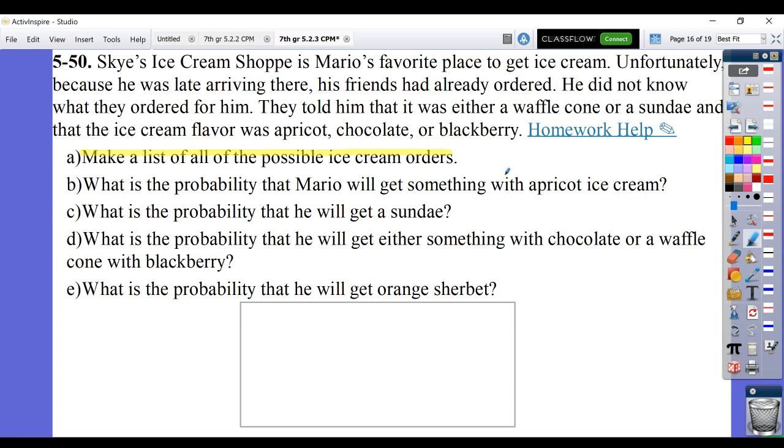And then what's the probability that he will get something with apricot ice cream? So looking at your list of possibilities, how many of them include apricot ice cream? Write that as a probability out of the total number of possibilities. And then what's the probability that he'd get a sundae? Again, count up the number of sundaes out of the total possible, and so on.